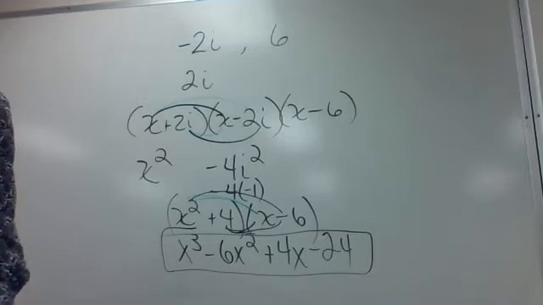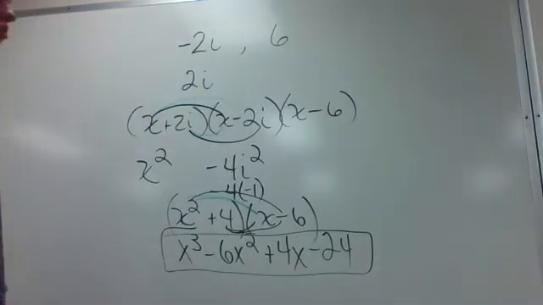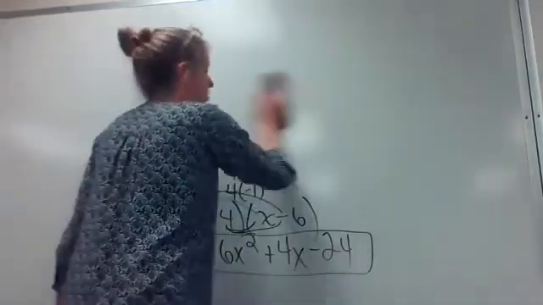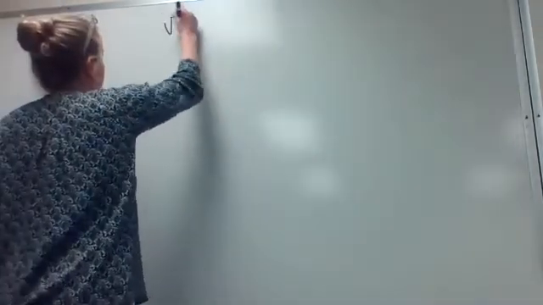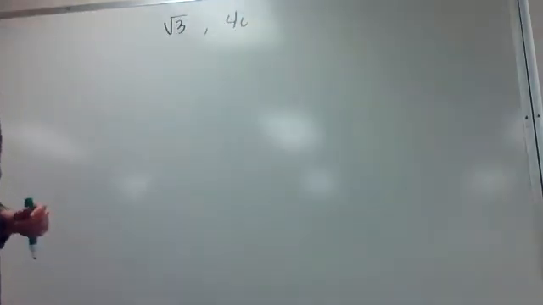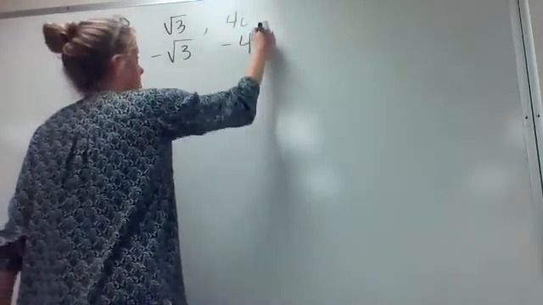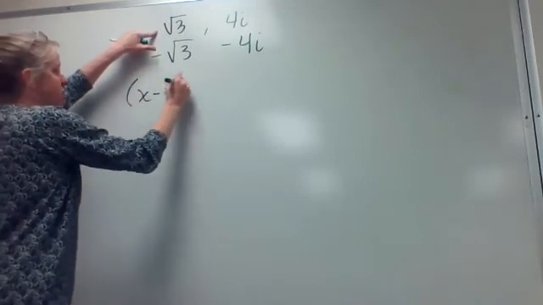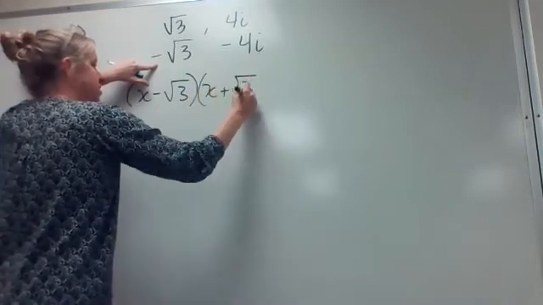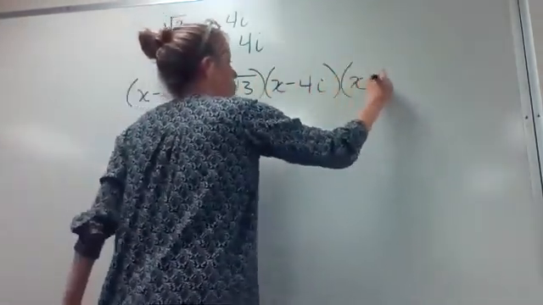Last one, number 11. Find a polynomial function of lowest degree, and the zeros that it gives me are the square root of 3 and 4i. If this is a zero, then so is its opposite. And that one's an i, which means its opposite is also. What are the factors? x minus the square root of 3, x plus the square root of 3, x minus 4i, and x plus 4i.